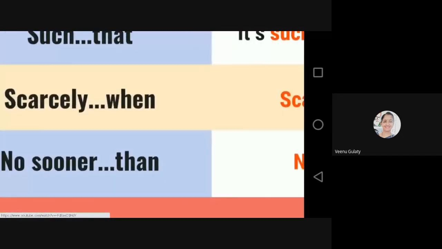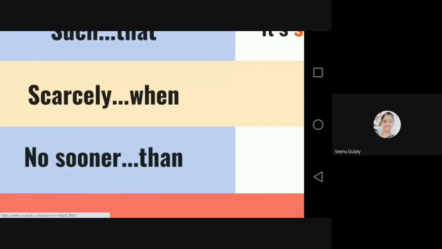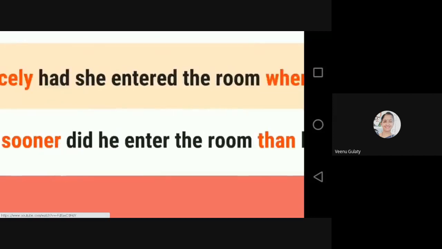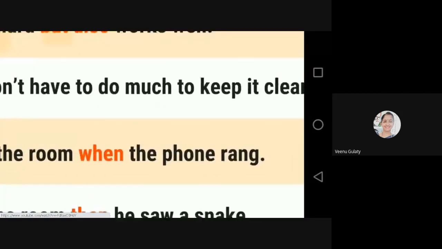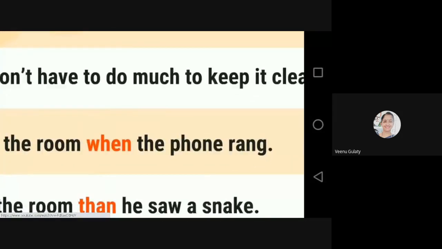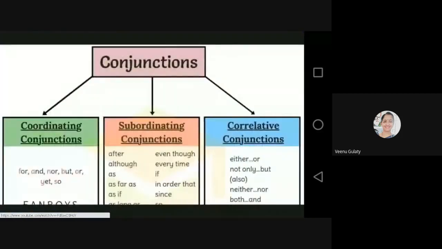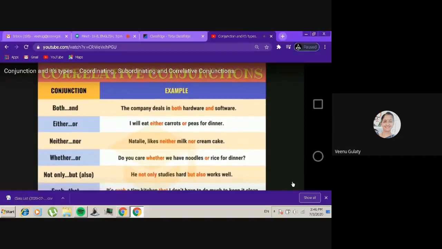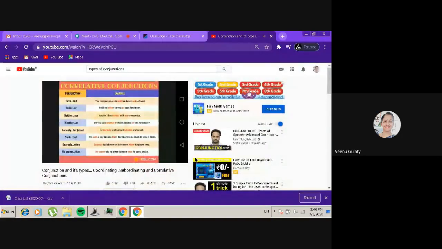Next example, no sooner than. How do we use it in an example? No sooner did he enter the room than he saw a snake. So these are the beautiful correlative conjunctions which we can use in this way. So thank you, friends.